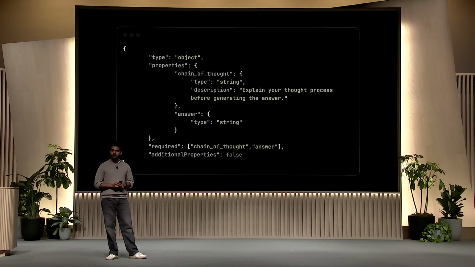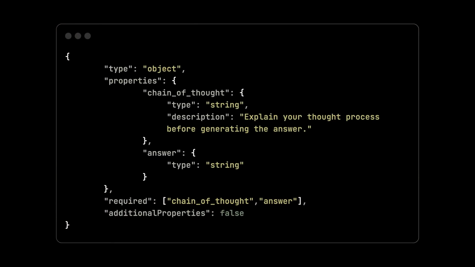OK, finally, let's talk about the order of properties. By default, JSON schema has no ordering constraints, which means the LLM can produce properties in any order. But in the context of LLMs, order really matters. Having a strict ordering of properties can be really useful.